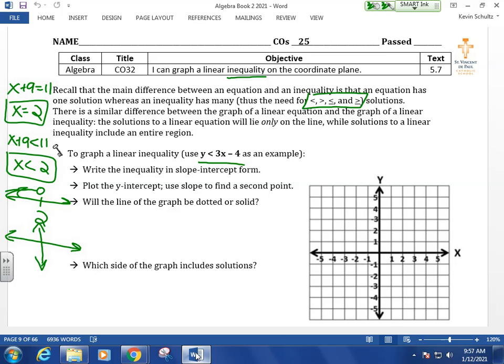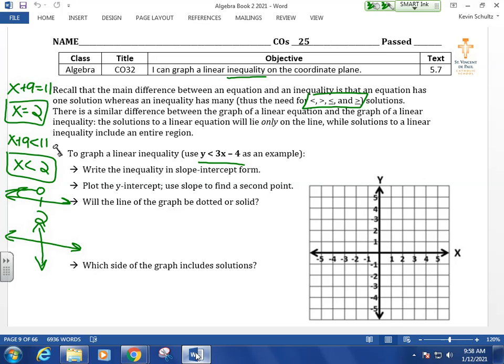We just graphed equations in slope-intercept form, y equals mx plus b. Recognize that this inequality, y is less than 3x minus 4, is in slope-intercept form. It's not y equals mx plus b, but it's y is less than, greater than, one of the inequality symbols, mx plus b. So just by looking at this inequality, tell me how we're going to graph it on the coordinate plane.